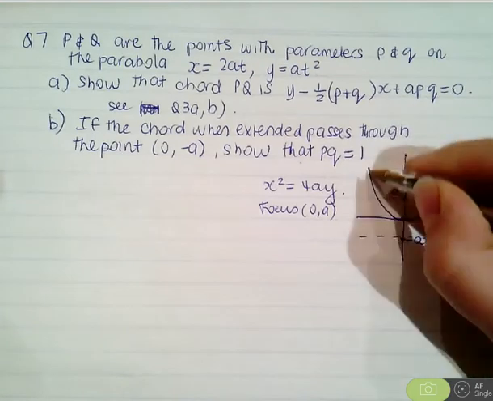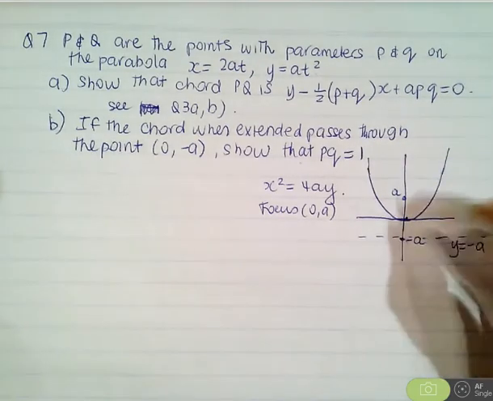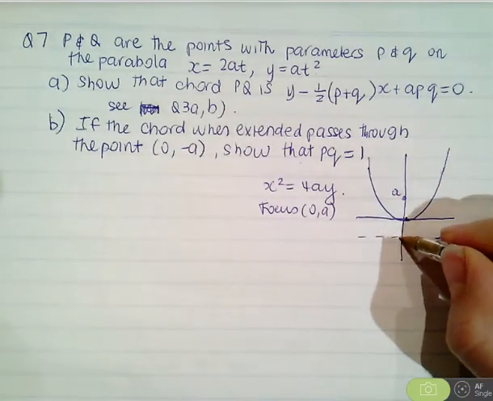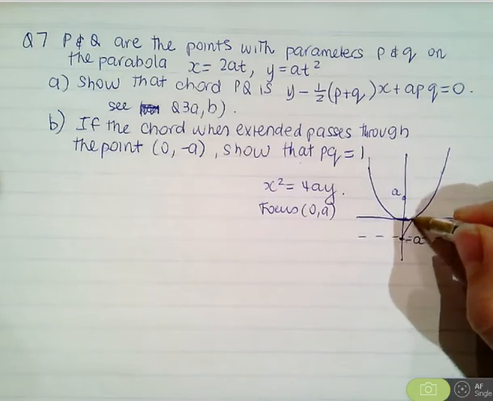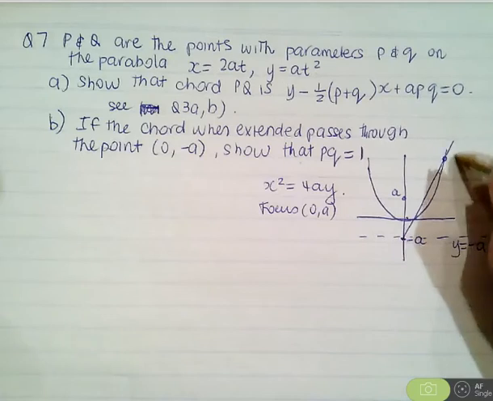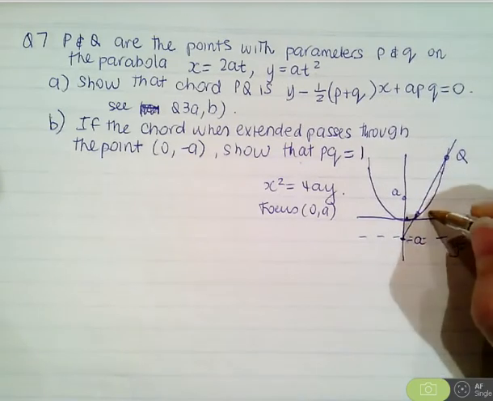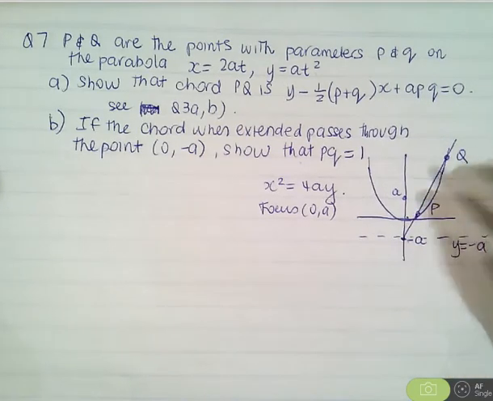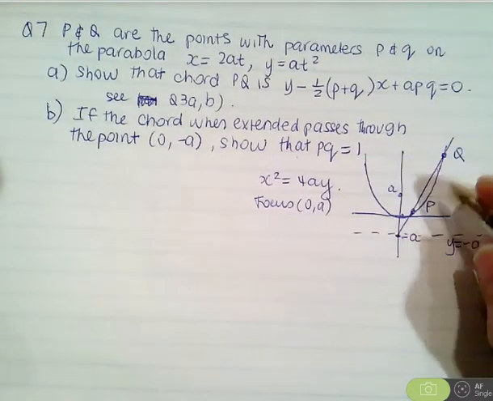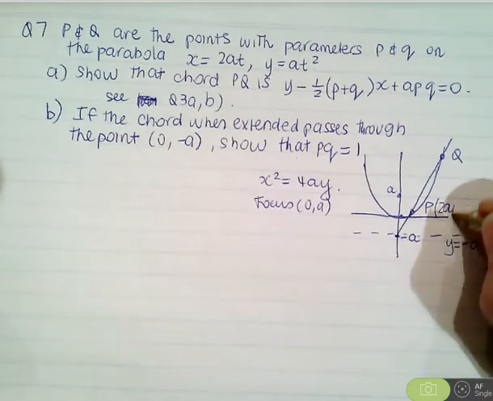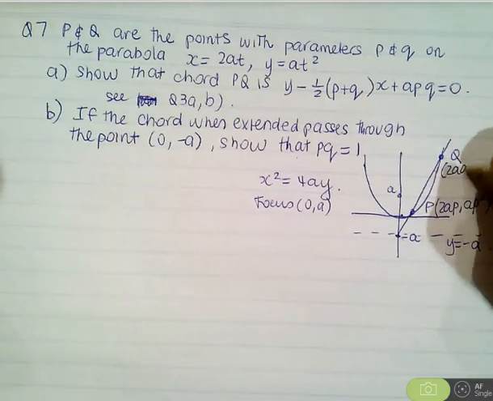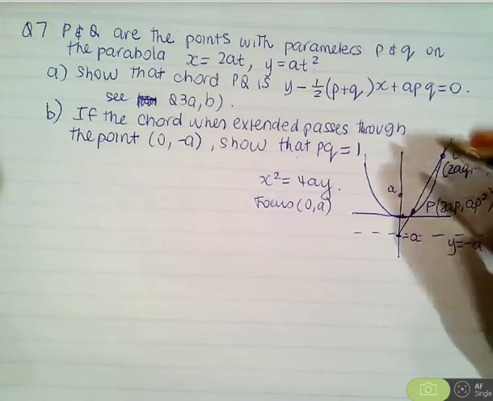So before you start putting the points P and Q on your parabola, it says if the chord PQ when extended passes through the point (0, negative a), that chord PQ must actually look something like this. Now I haven't drawn this very well. I'm just going to put P somewhere down here. I'm not sure exactly where it is, and I probably could have made this parabola a little bit wider as well. But P is the point (2ap, ap squared), which we know, and Q is the point (2aq, aq squared), okay?